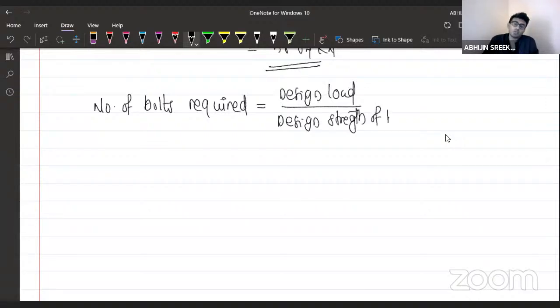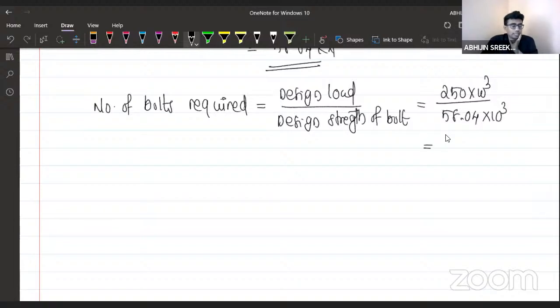Design strength of bolt. We know the design load is around 250 kilonewton. What is the design strength of the bolt? It is 58.04 kilonewton. Let us convert it into newtons. So what is the answer?